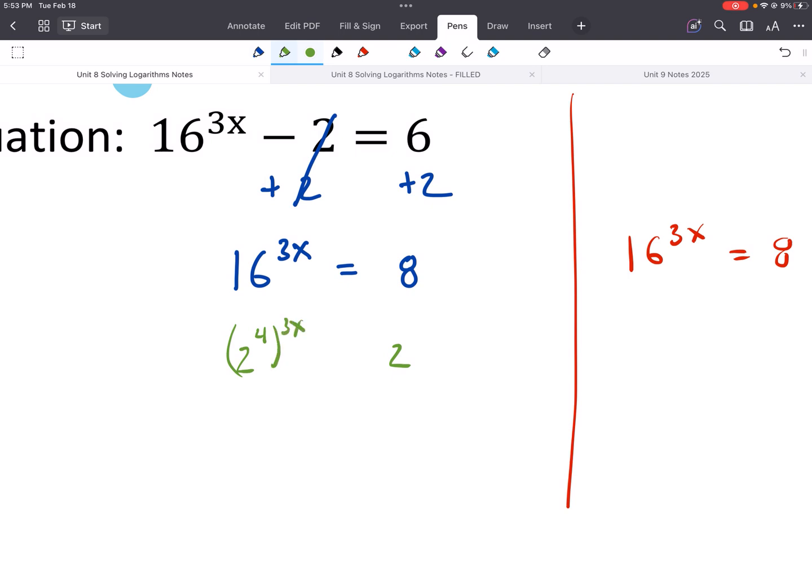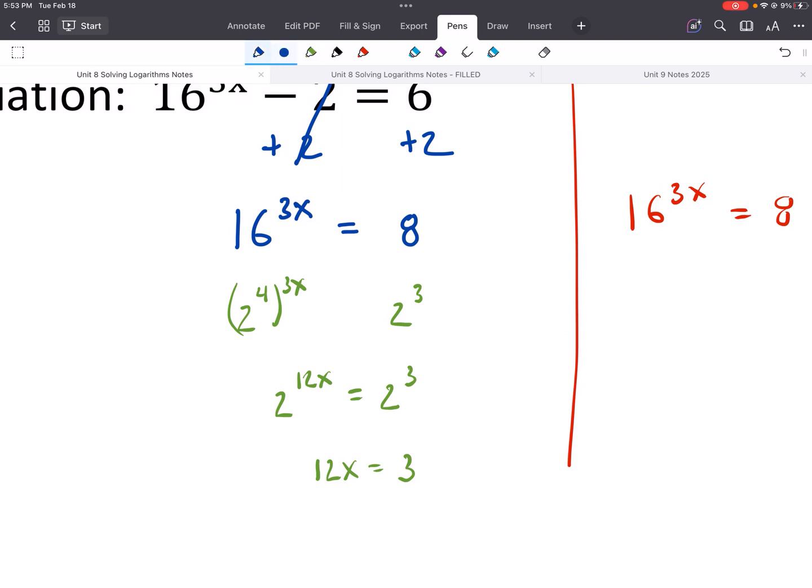And on the right side, 2 to what power is 8? And that would be 3. So here we'll end up getting 2 to the 12x is equal to 2 to the 3. So we can do log base 2 on both sides, and we'd get 12x equals 3. And then we could just divide both sides by 12.